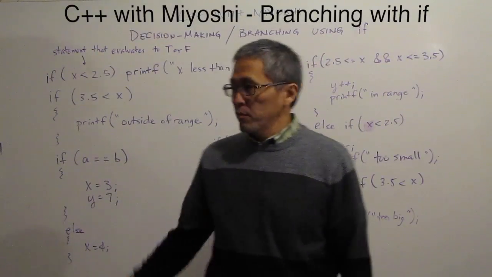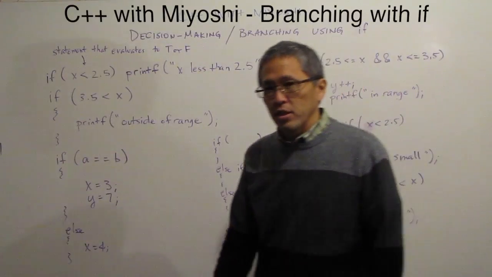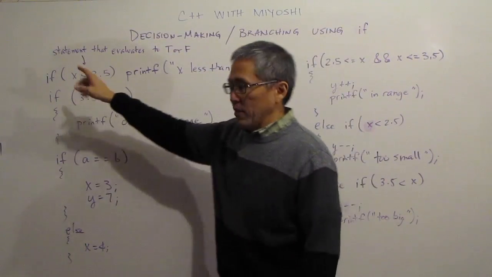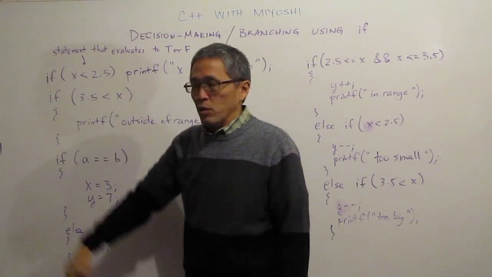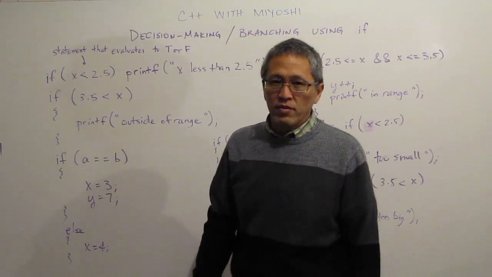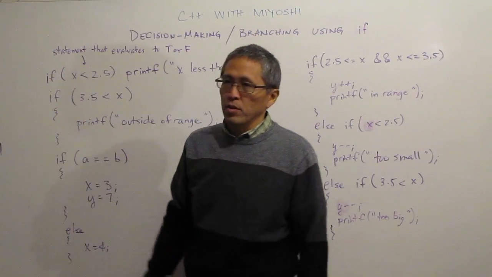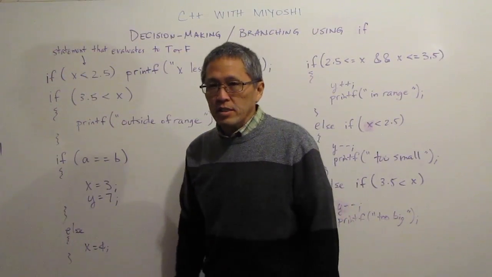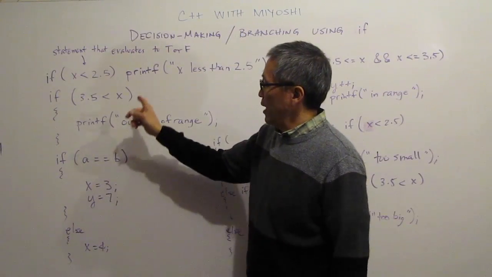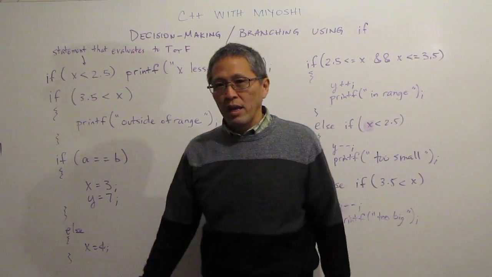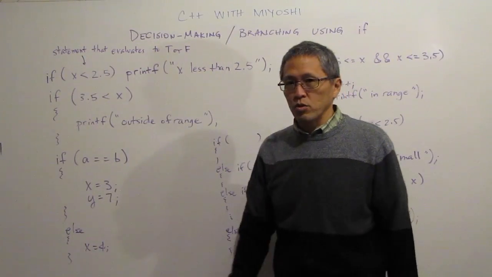Today we're going to talk about branching, or decision making, using ifs. To do that, we always have if, which is a keyword. If you're using the Visual Studio compiler, it shows up in blue. That means you can't use it as a variable or a function name or anything like that. What we always have is these parentheses, and inside those parentheses we have some statement that evaluates to either true or false.